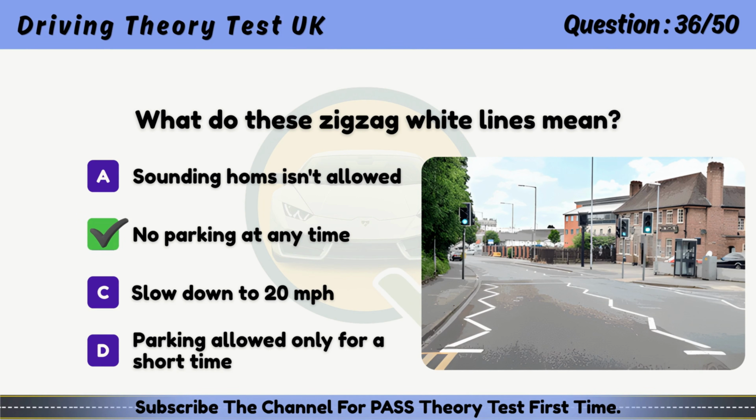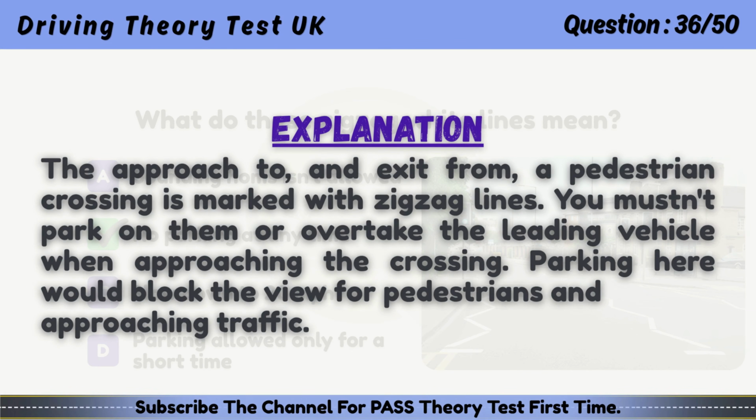Answer is B. No parking at any time. The approach to, and exit from, a pedestrian crossing is marked with zigzag lines. You mustn't park on them or overtake the leading vehicle when approaching the crossing. Parking here would block the view for pedestrians and approaching traffic.